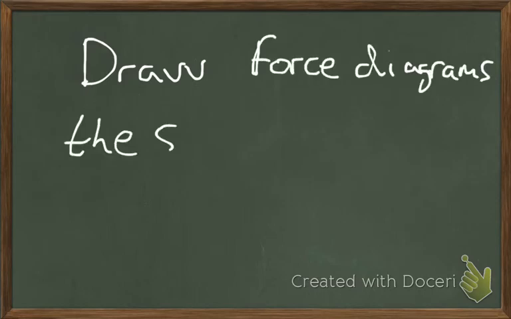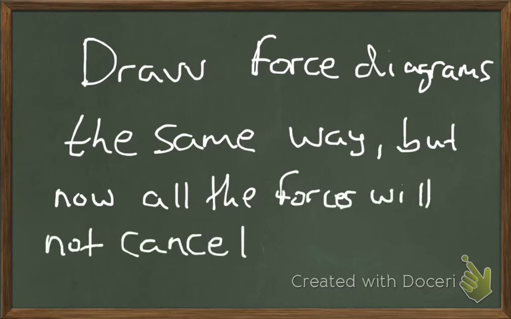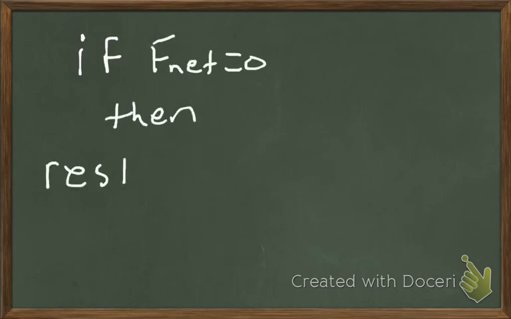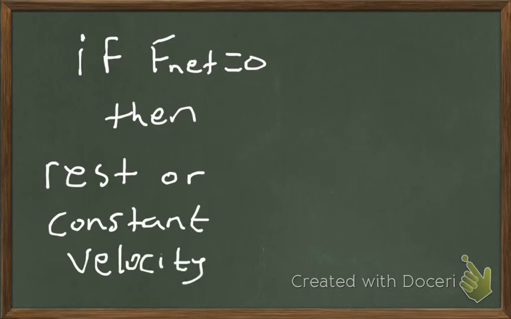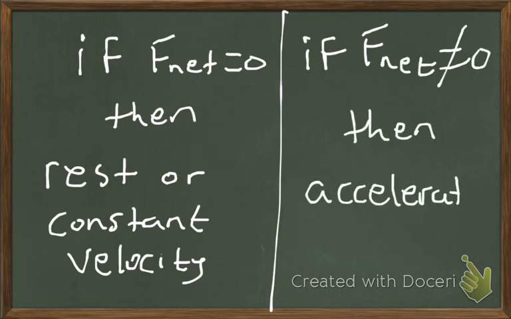Alright, to do these problems, the only thing that's different is in your force diagrams, not all the forces will cancel. So you're going to have less equality marks. But you're still drawing the forces just like they always are. But they're going to total up to some net force. Okay, so let's compare what we used to do. If there's a net force of 0, then we can conclude that object is at rest or is at a constant velocity. If the net force does not equal 0, then that object is accelerating.